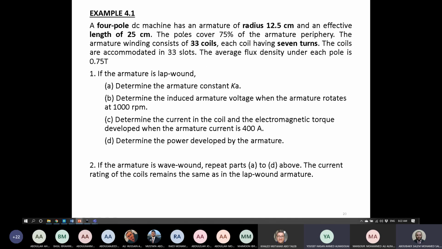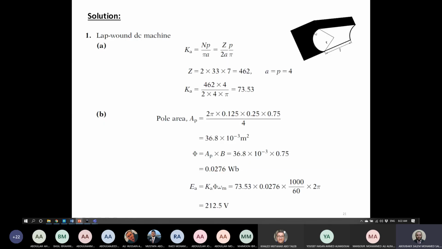No problem. Now the problem here says the poles cover 75% of the armature periphery. What does that mean? If we have a look here, guys, we have a quarter section of the machine. So this is now considered as one of the poles because we have 4 poles and these poles will cover 100% of the machine. However, it's stated that the pole covers 75%, which means this is 1/4 of the machine.